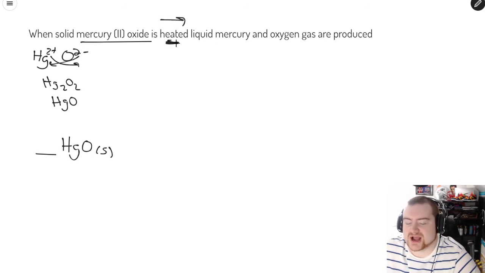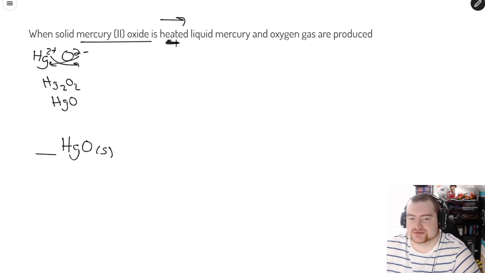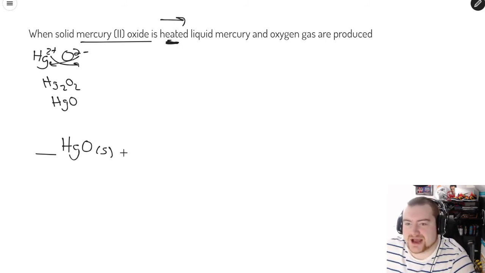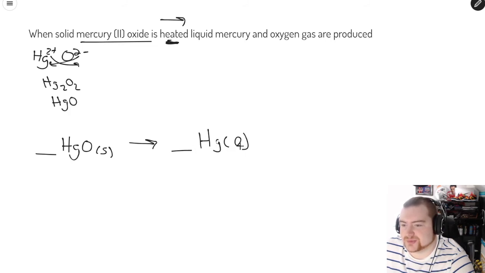Okay, when we're having some kind of change happening to our reactants, that is going to be where our arrow belongs. Liquid mercury and oxygen gas are produced. Okay, so we're producing 2 things. So we have liquid mercury and then oxygen gas.